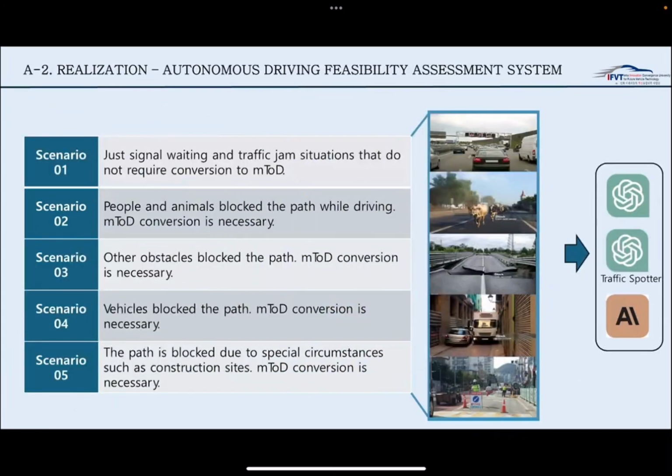To measure the reliability of the LLM models, we applied 3 LLM models to the system and tested them in 5 different traffic scenarios. The 3 LLM models are original GPT-4, a fine-tuned model based on GPT-4, which we will call Traffic Spotter, and Cloud AI. The 5 scenarios are, as you can see in the slide.